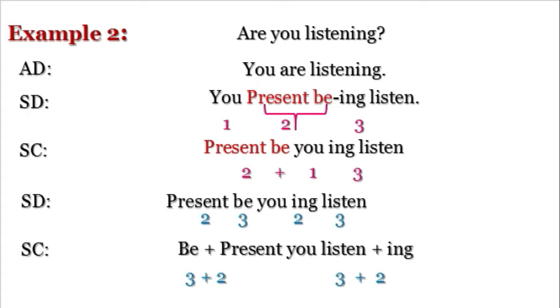After that, we do the affix hopping, meaning we take the SC of the yes/no question and return to the SD of affix hopping. Present is number 2, be is the verb number 3, ing is affix number 2, and listen is the verb number 3. The structural change will become B plus present, meaning 3 plus 2, and listen plus ing, 3 plus 2, and the surface structure will become: are you listening.